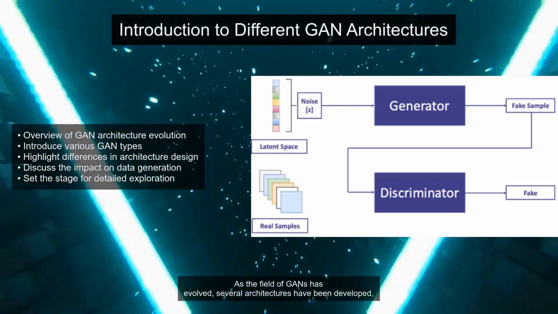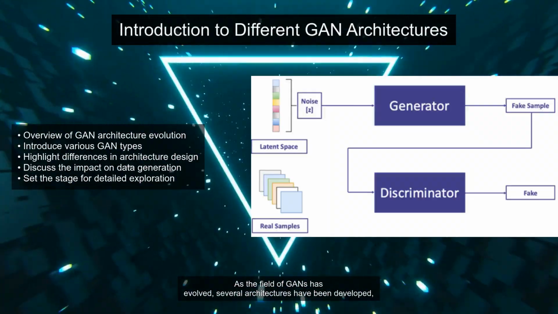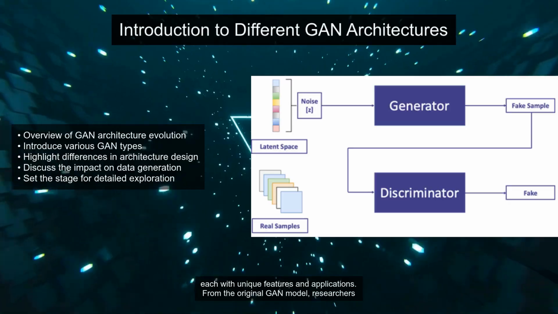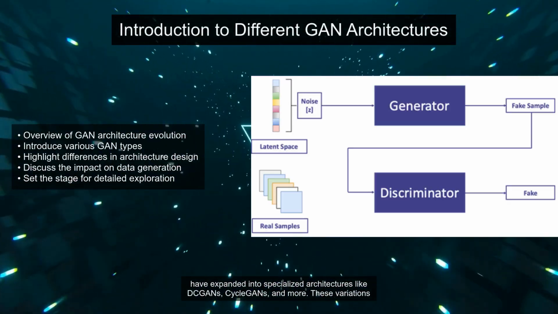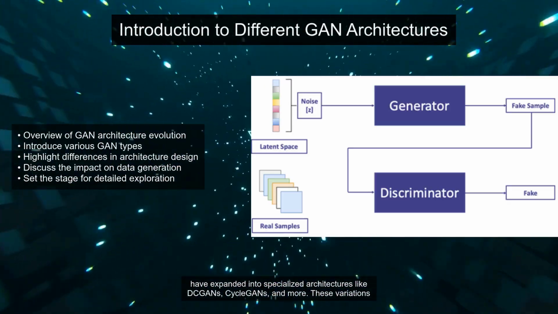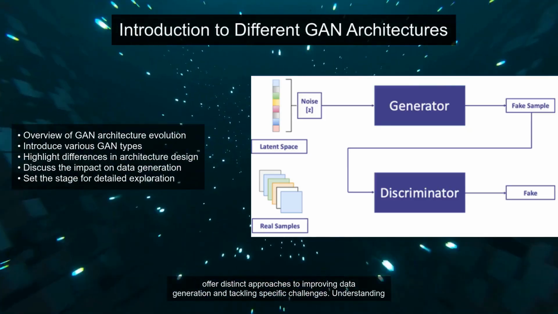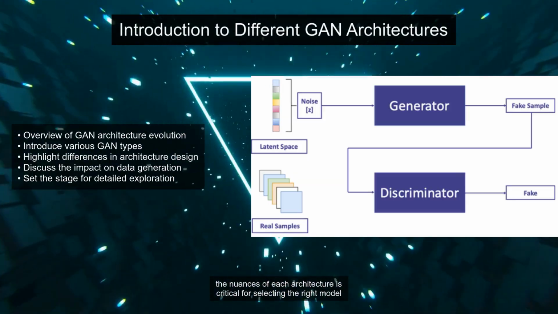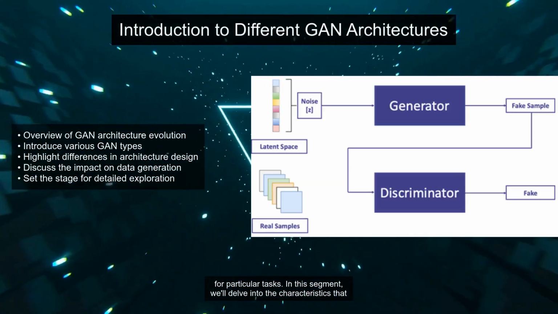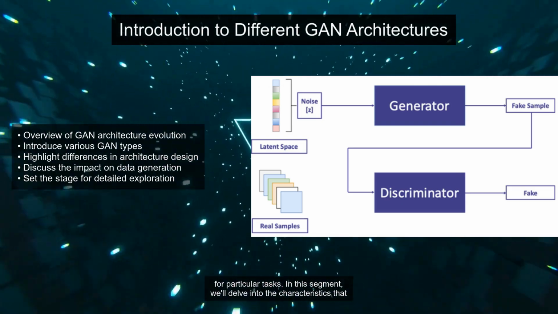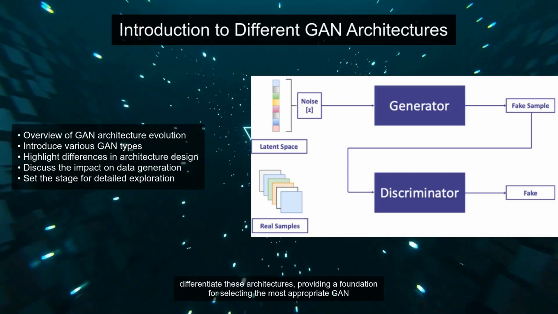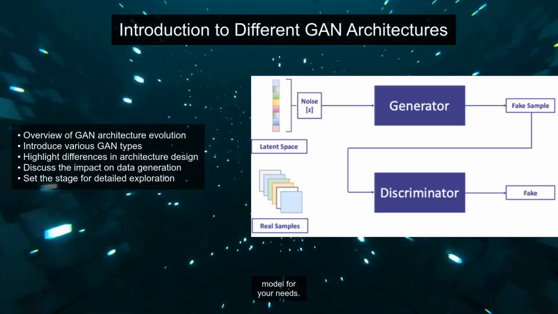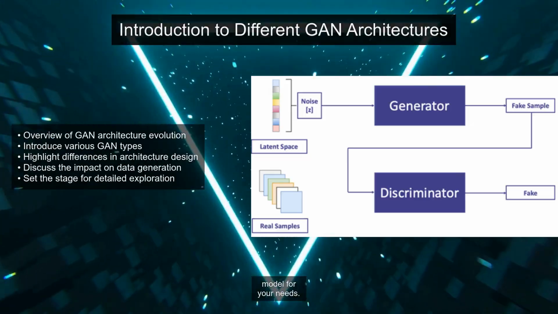As the field of GANs has evolved, several architectures have been developed, each with unique features and applications. From the original GAN model, researchers have expanded into specialized architectures like DCGANs, CycleGANs, and more. These variations offer distinct approaches to improving data generation and tackling specific challenges. Understanding the nuances of each architecture is critical for selecting the right model for particular tasks. In this segment, we'll delve into the characteristics that differentiate these architectures, providing a foundation for selecting the most appropriate GAN model for your needs.